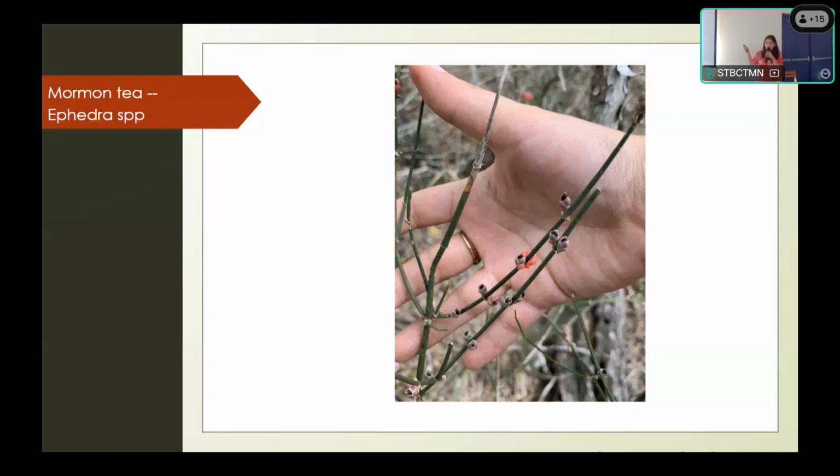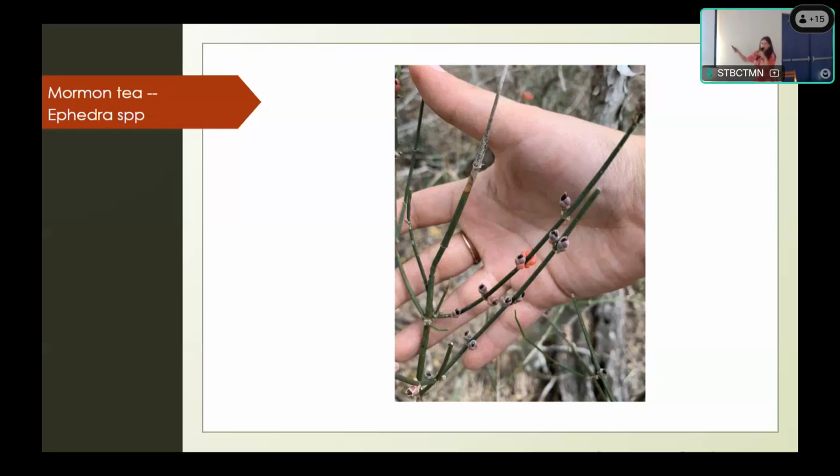This is an ephedra species. This is one I also got super excited about. This is one of the only gymnosperms that we have in the valley. The one that everybody knows is a Montezuma cypress. This is also a gymnosperm. These are cones. Super crazy.